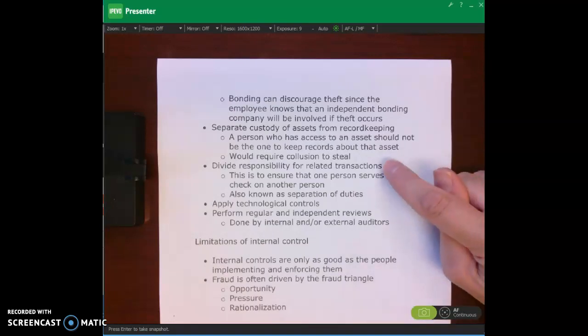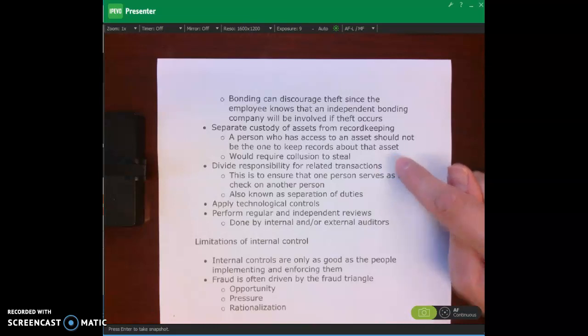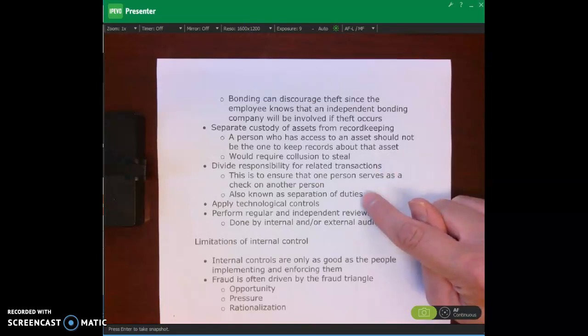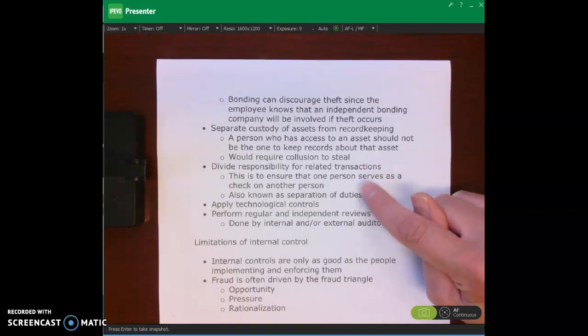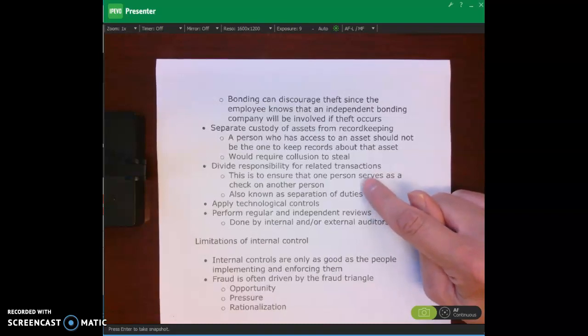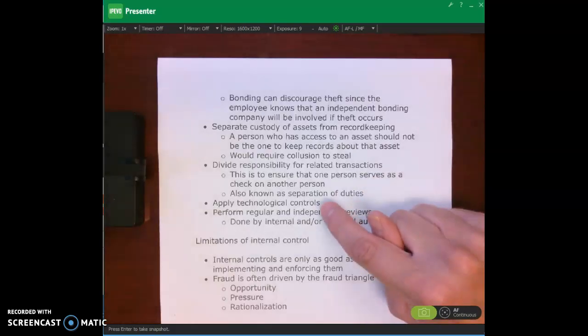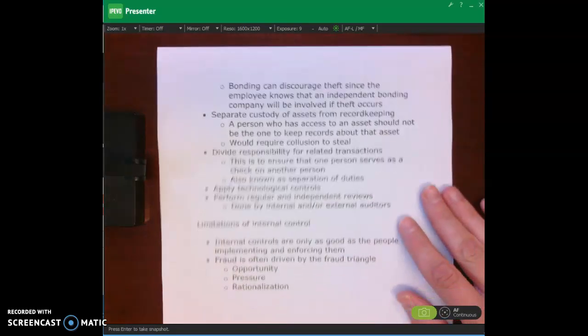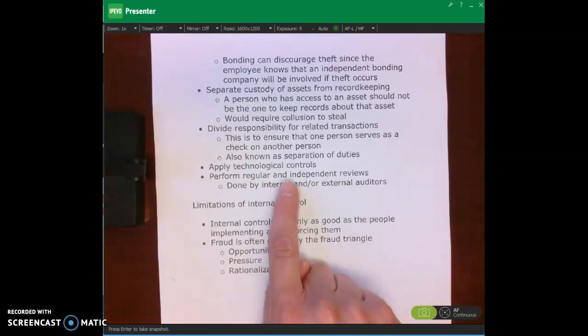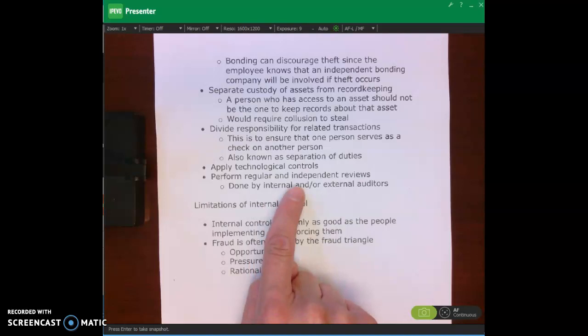We also want to divide responsibility for transactions. That's the idea of separation of duties. That gets to the idea of authorization. We want to have a separate person authorize my expense report, for example. Apply technological controls as much as possible. And then what we also want to do is have regular and independent reviews. Those reviews of the internal controls would be done by the auditors.